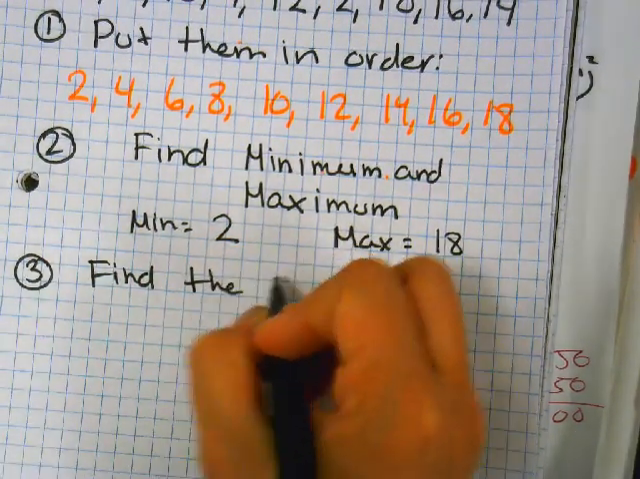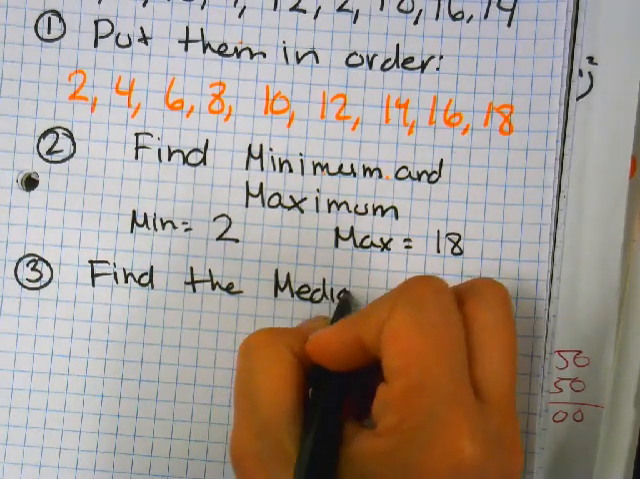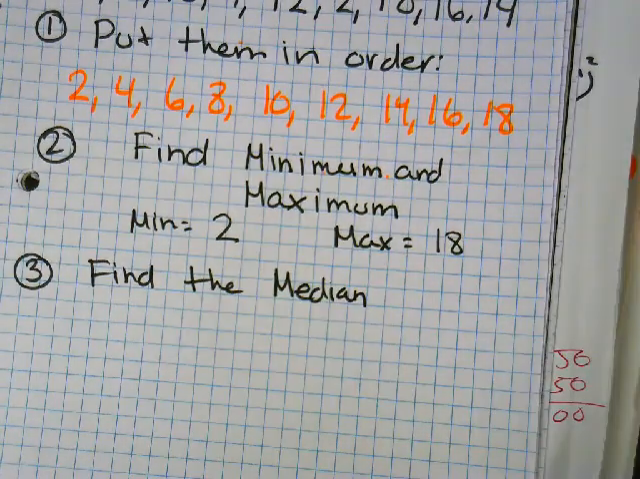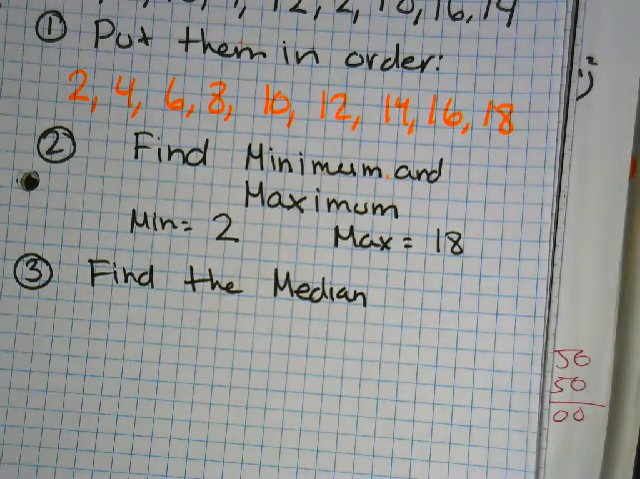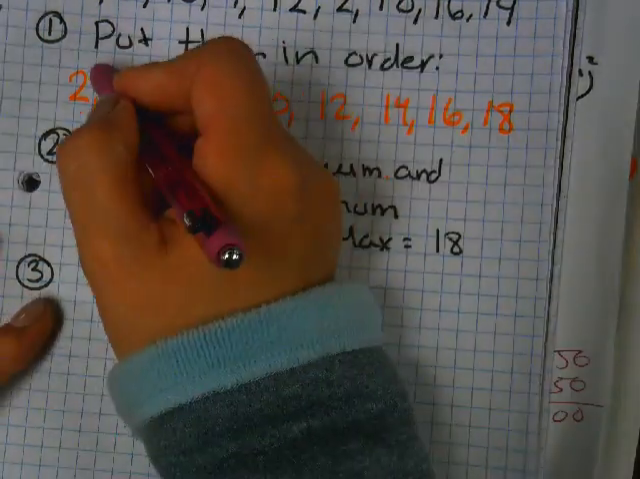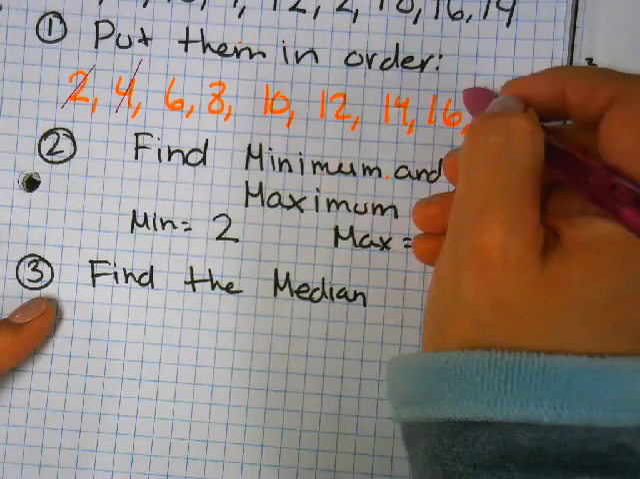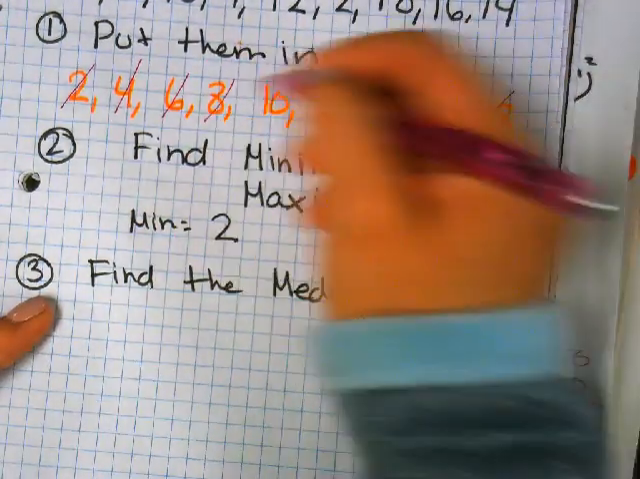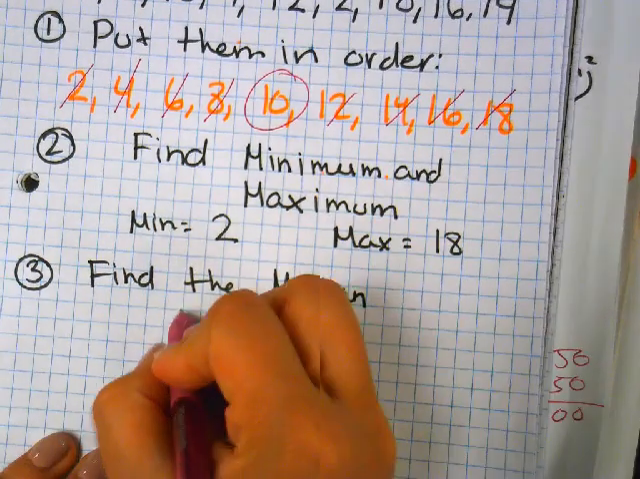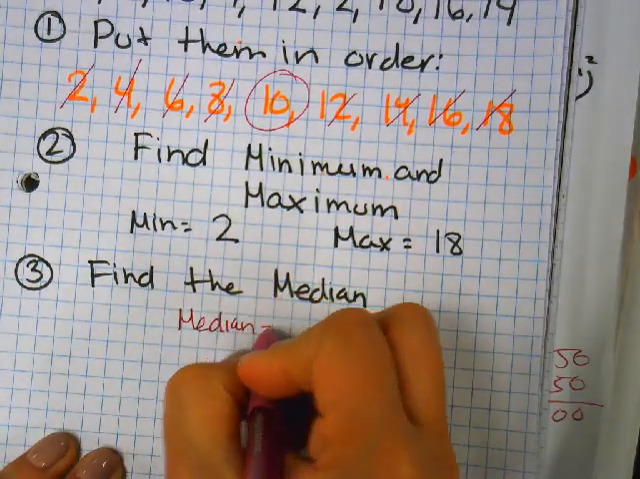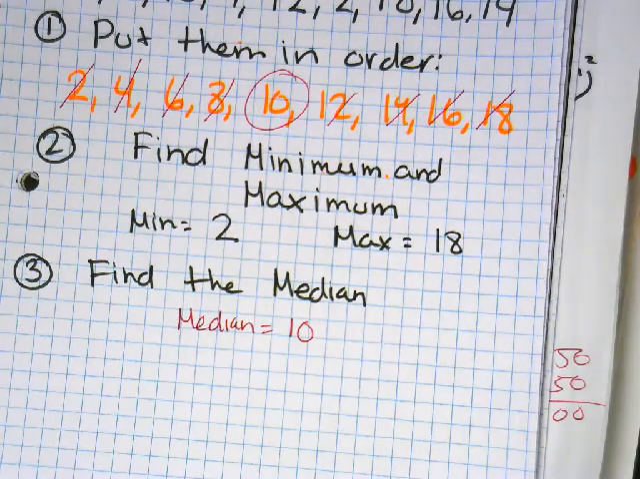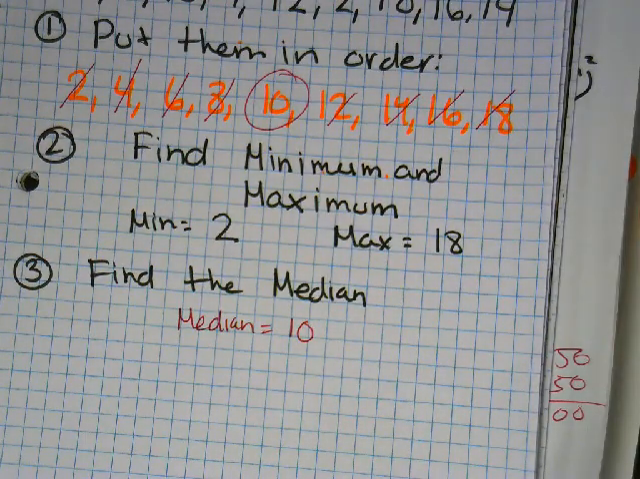All right, number 3. Find the median, which is the middle number. So find the middle number. So I'm going to cross out the 2, the 18, 4, 16, 6, 14, 8, 12, circle. So the median equals 10. Are we okay so far? Do we understand what minimum and maximum is and a median? Okay, middle number is 10, median, minimum and max.